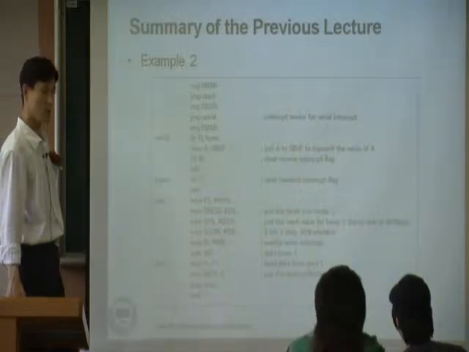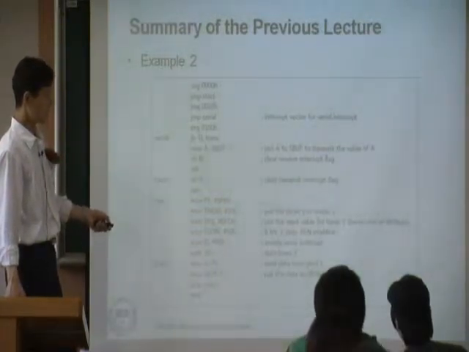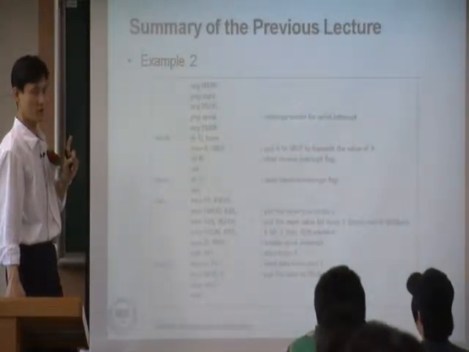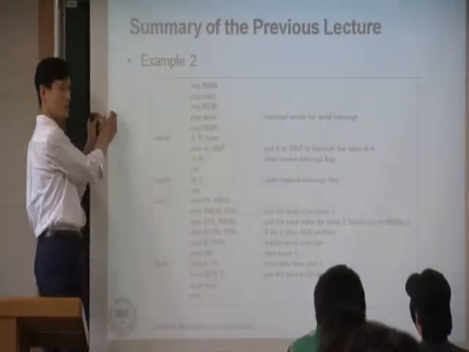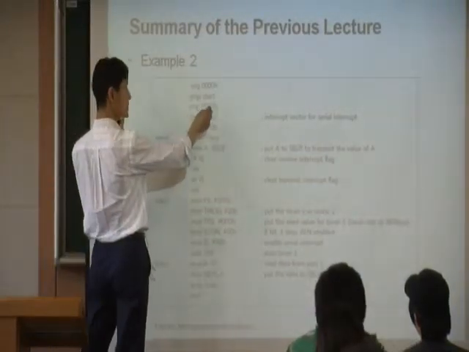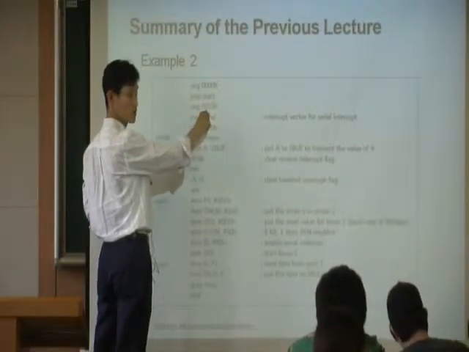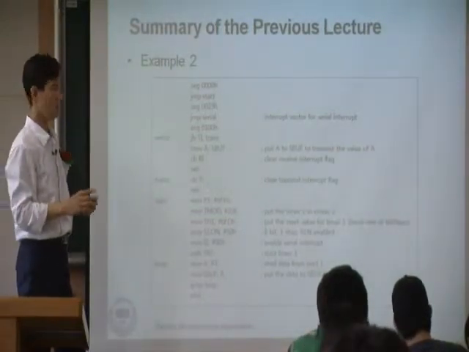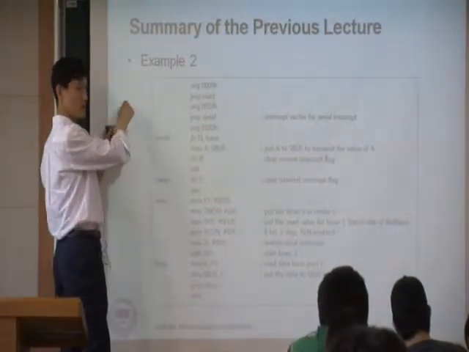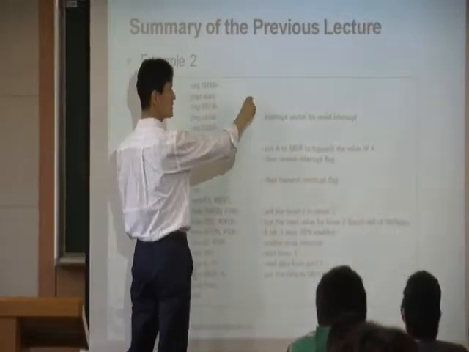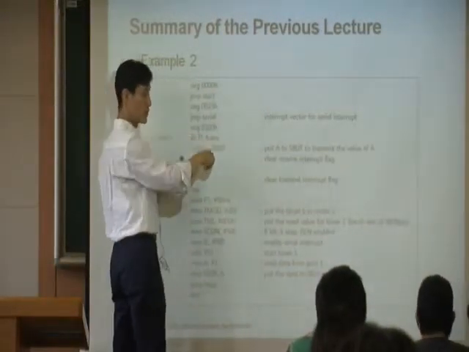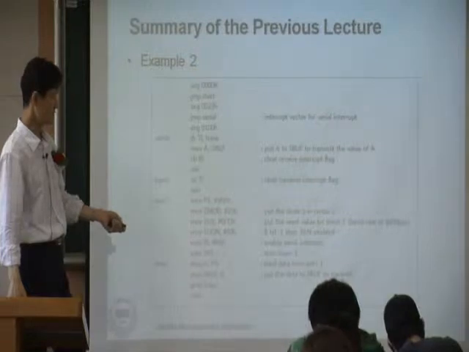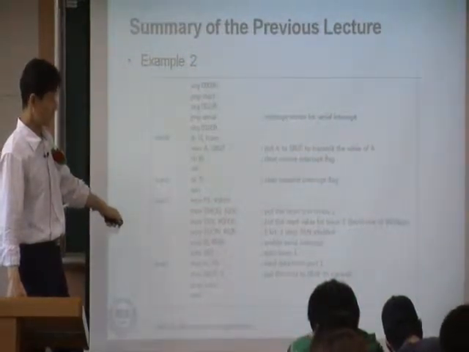9 is 1001. In order to use interrupt, you need to set 2 bits. One bit is global interrupt, which is the very first bit. And you also have to set the interrupt that you want to use, right? In this particular case, we want to use a serial communication interrupt. So you have to set the global interrupt, and also the serial communication interrupt. Therefore, we have 90H. Okay? So you need to set it this way in order to use the interrupt.